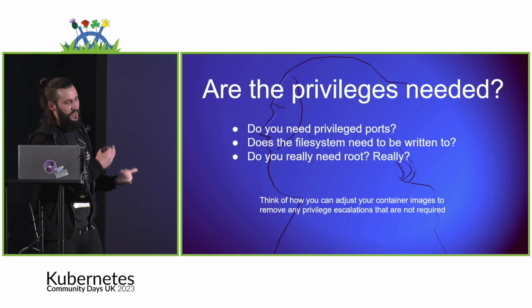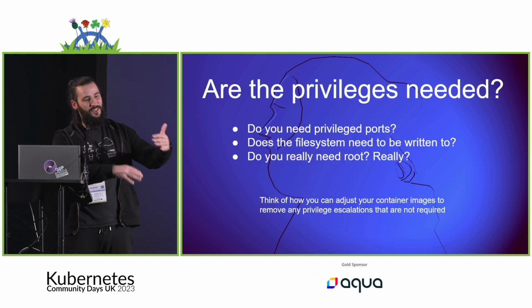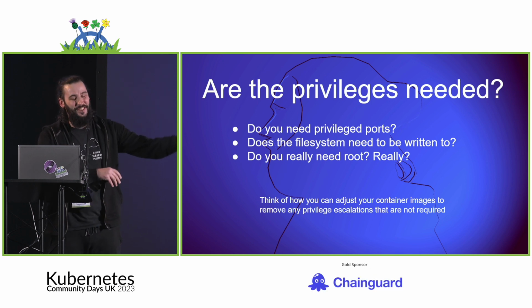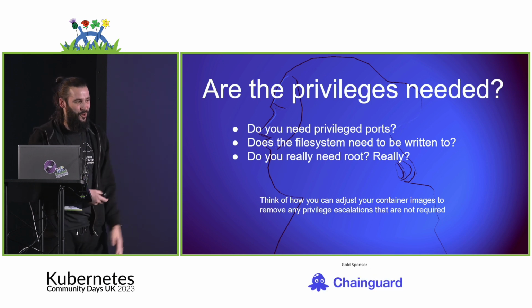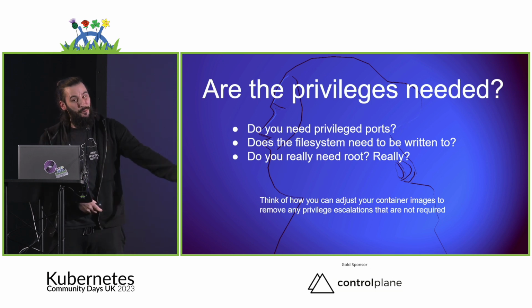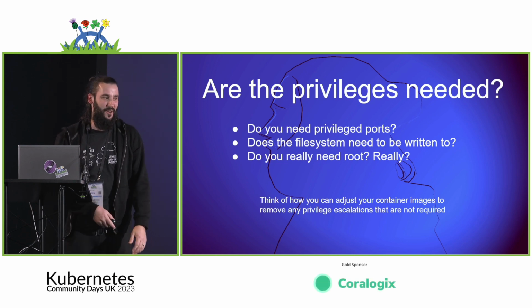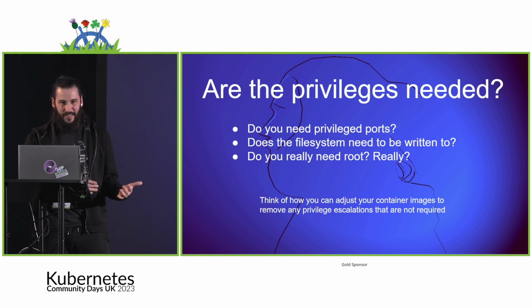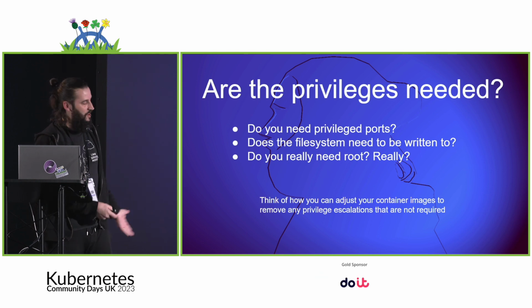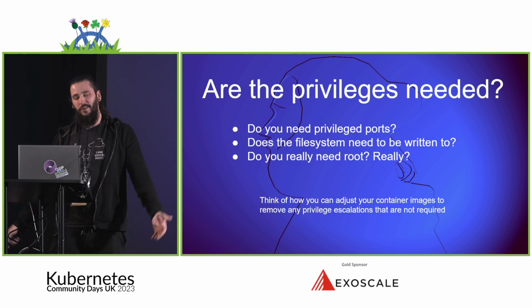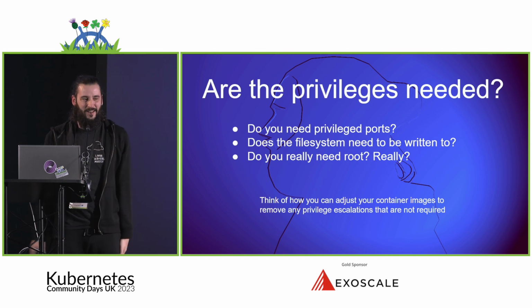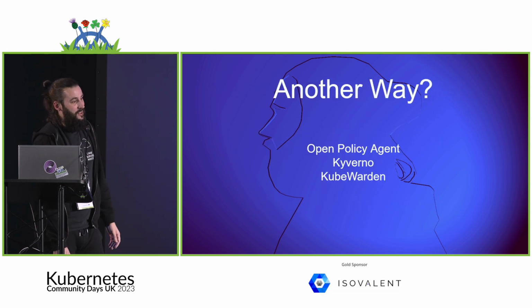So, what you need to think about when you're deploying stuff is, are the root privileges needed? Does it need to run on a privileged port? Does the file system really need to be written to, or can you maybe mount a volume in there to do the stuff that you need to do? So think about how you can adjust your container images, and things like that, and try and lock it down as much as you can, because security is always the last thing on people's minds for some reason, and it shouldn't be.